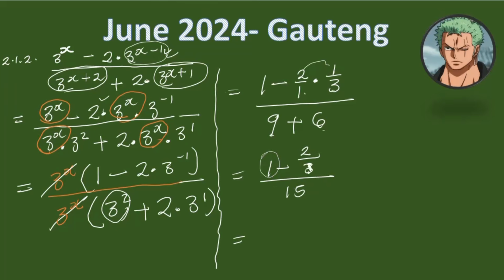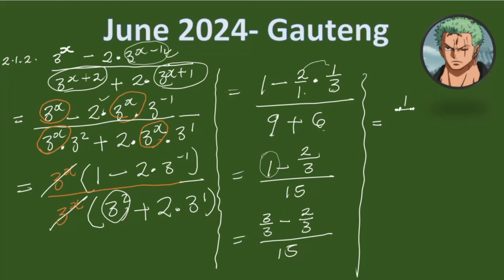I can rewrite 1 in terms of denominator 3. 1 in terms of denominator 3 is the same as 3 over 3, minus 2 over 3. And all this is still divided by 15. Right. It might look like I'm taking a lot of steps here, but I'm trying to make you understand. Then I have 3 minus 2, which is 1 over, since they all have the same denominator, I write 1 denominator. And all this is divided by 15.